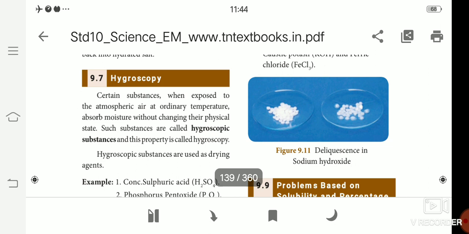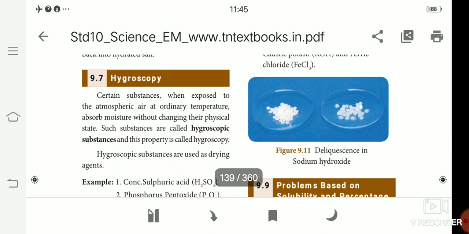This happens when the temperature is low and the atmosphere is humid. Examples are calcium chloride CaCl2, caustic soda NaOH, caustic potash KOH, and ferric chloride FeCl3. All these substances lose their crystalline shape because the absorbed water dissolves them. This is deliquescence.